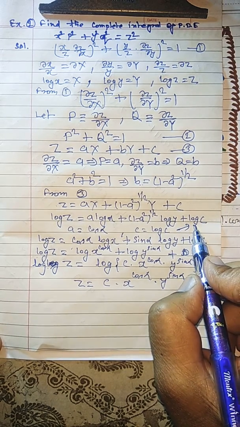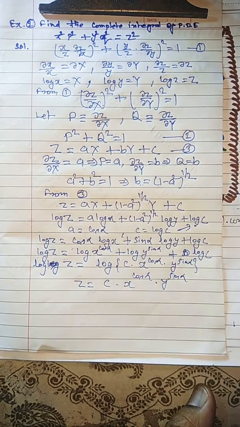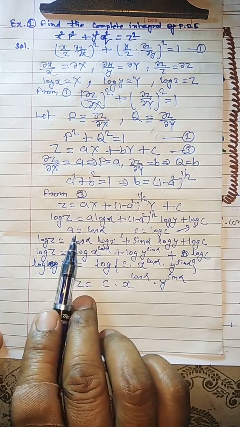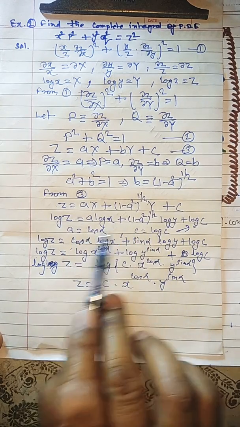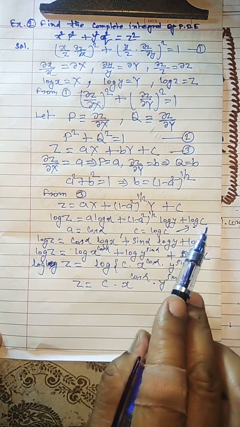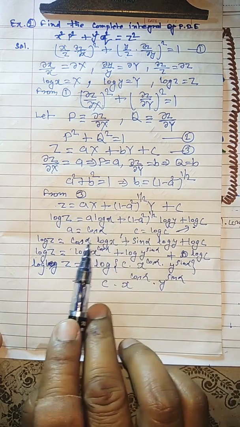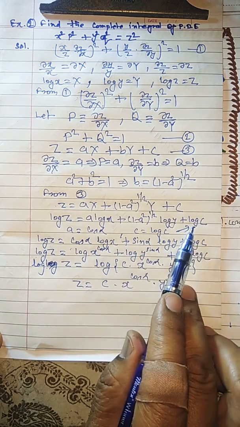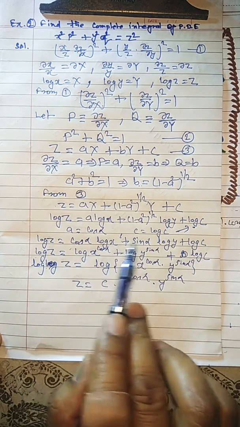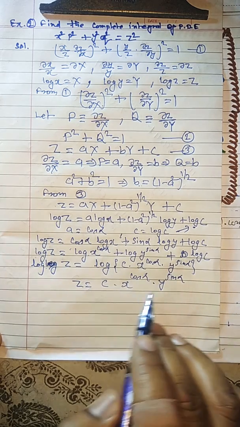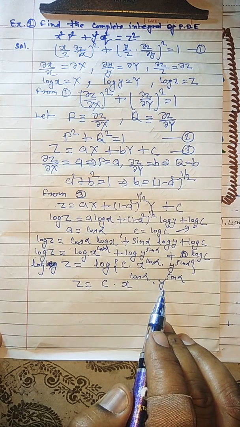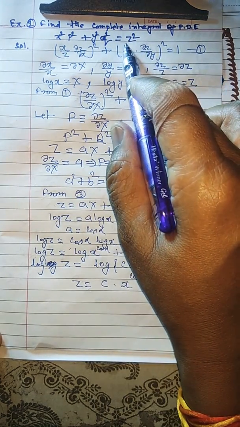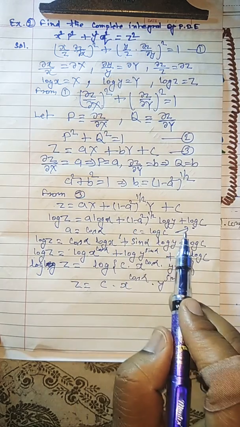You can stop here, and you can also simplify it. You can also choose A equal to cos alpha. Here A and C are arbitrary constants, and we can choose any value for them. A equal to cos alpha, C equal to log C. When we simplify it, we get this relation. We can say this is the complete integral of the given partial differential equation, and we can also stop here.